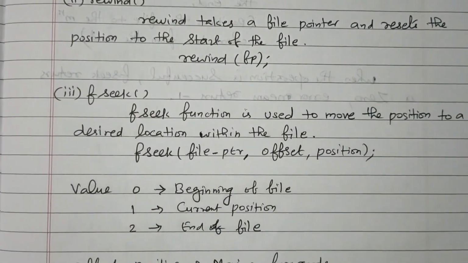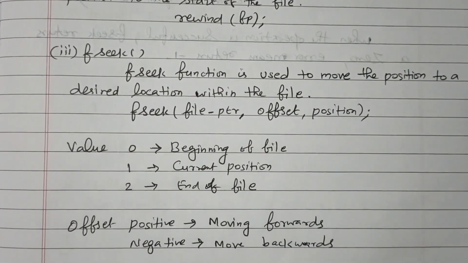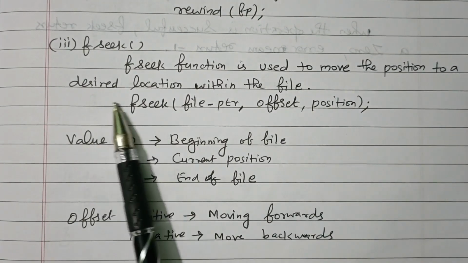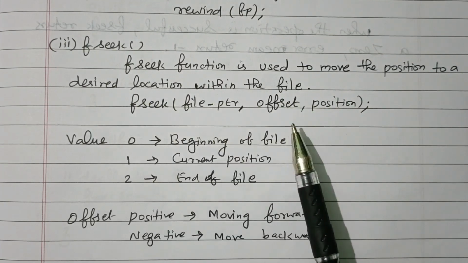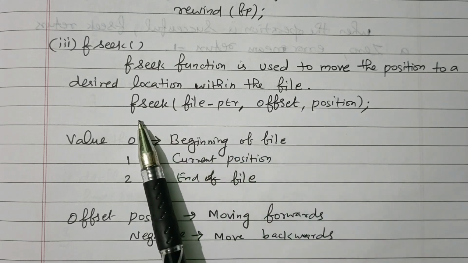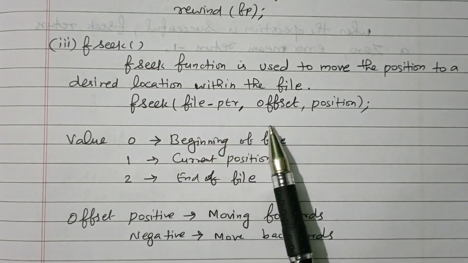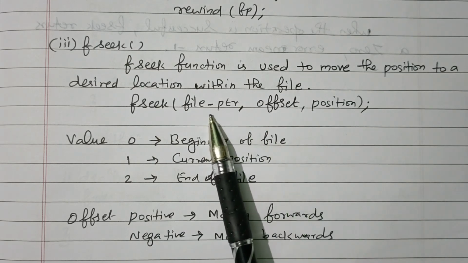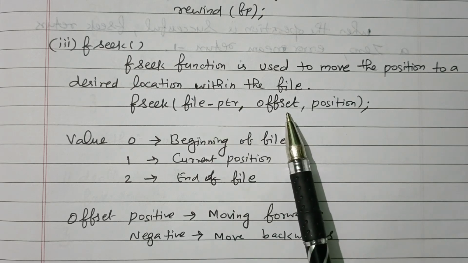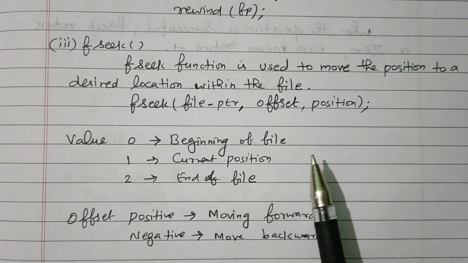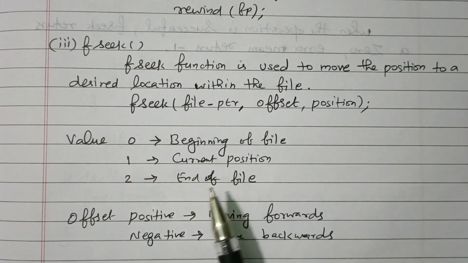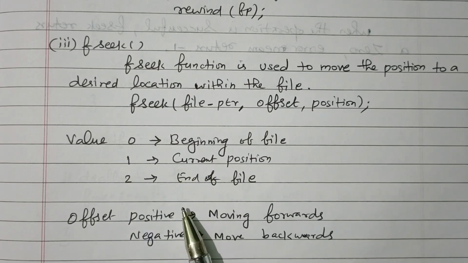Then one more function, fseek. The fseek function is used to move the position to a desired location within the file. We can go to the desired location according to our requirement. The syntax is fseek(file pointer, offset, position). So this is a file pointer, the corresponding file pointer we have to mention. Then offset, then position. For position, 0 means it will go to the beginning of the file. 1 means current position. 2 means end of file.